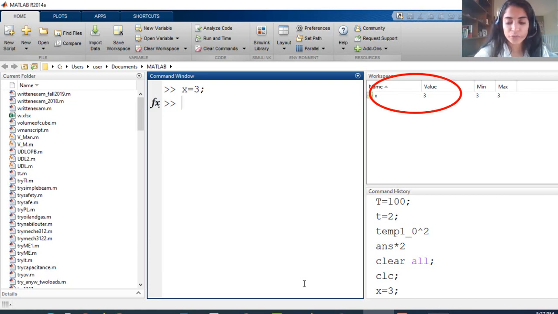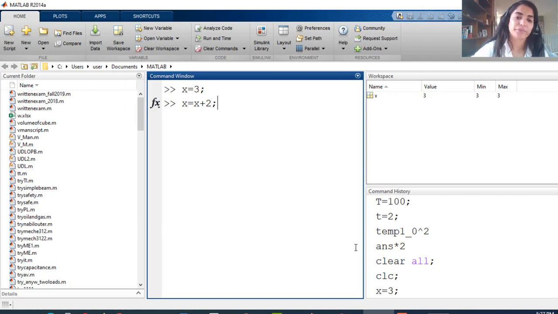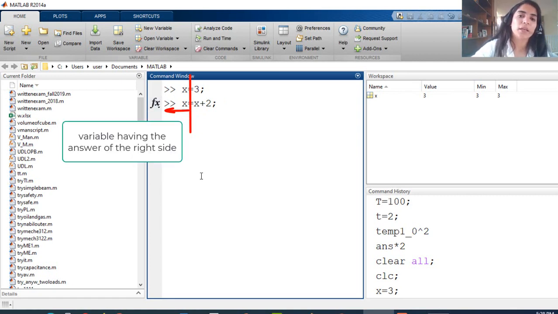Then what if I do this? x is equal to x plus 2. So I did not click enter yet, alright? So what do you think, guys, will happen here? In fact, Matlab will take this equal sign and divide this operation into two sides. The left side will be the variable. So the left side of the equal sign will always be the variable that will include the answer of the right side. So the right side is what here? It is x plus 2.